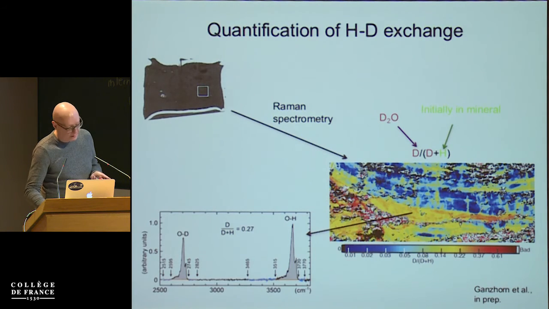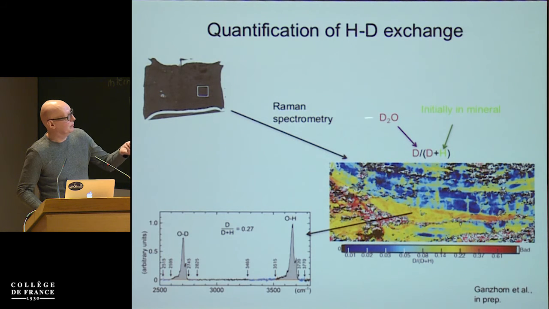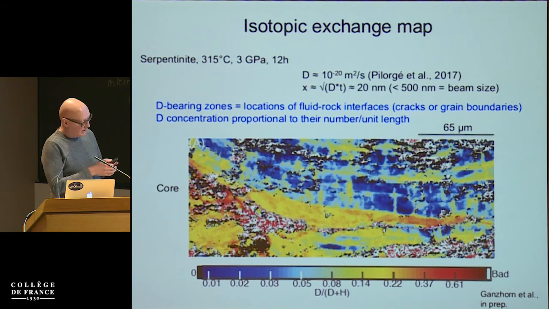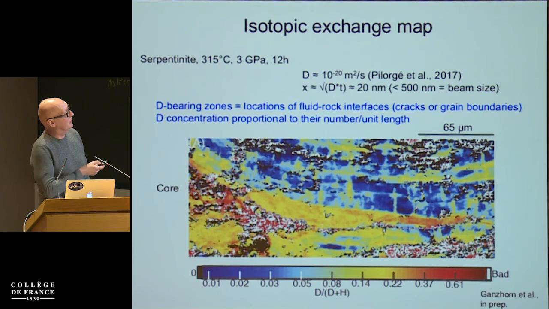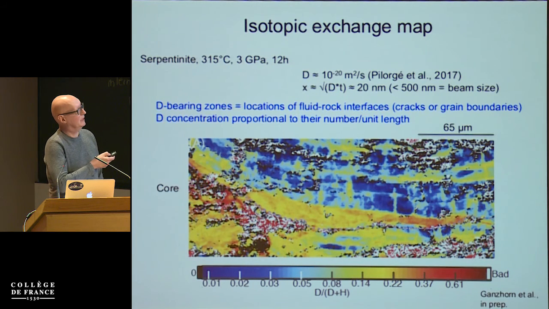Then we quantify the exchange between the fluid and the rock. The deuterium comes from the fluid, and the hydrogen was originally in the minerals. The way we use it to quantify porosity is to put ourselves in conditions where the intracrystalline diffusion coefficient is around 10 to the minus 20 square meter per second. In that case, the characteristic diffusion length by solid state is 20 nanometers. That means it's very small.